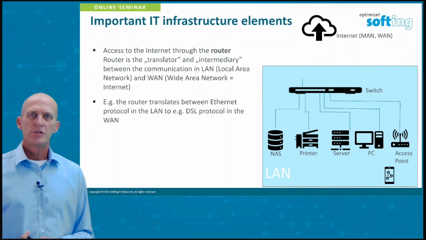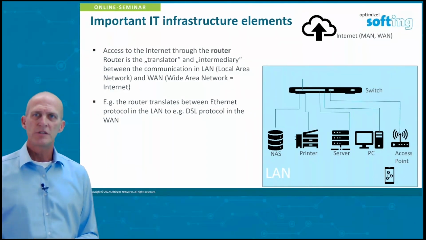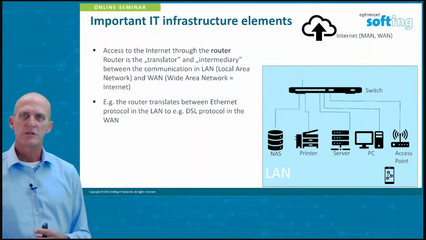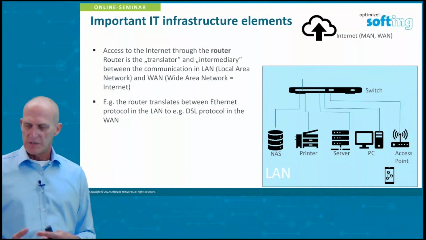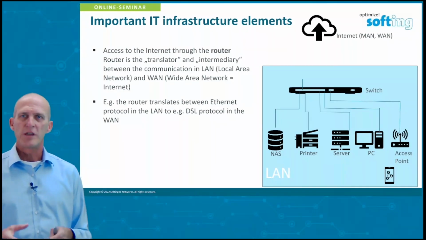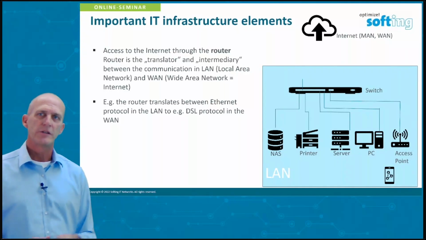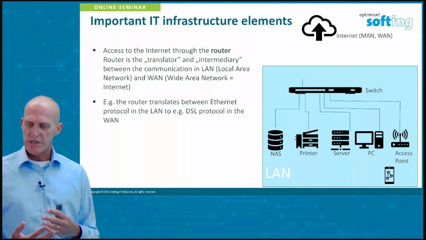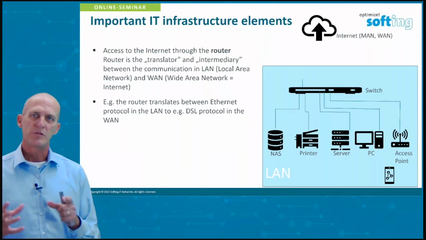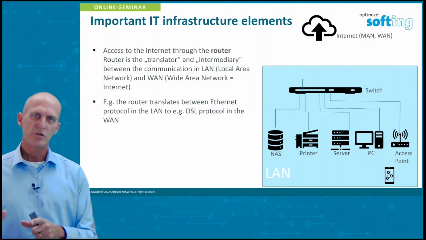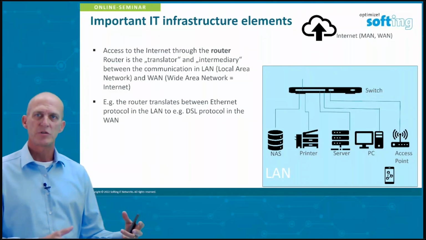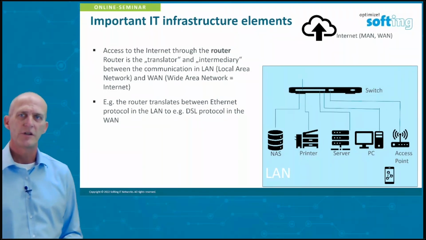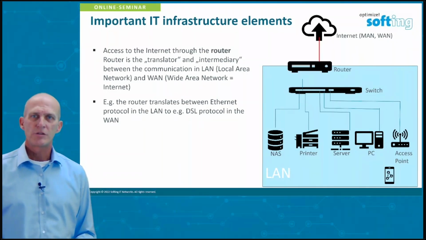So how do you get now into the internet? Access to the internet is done by the router. The router works like a translator or an intermediate device between the communication in the local area network and in the wide area network. And the router also translates between protocols, for example, between the LAN Ethernet protocol and the DSL protocol in the wide area network, DSL or ADSL or whatever is used in the wide area network. So the router sits there in between.